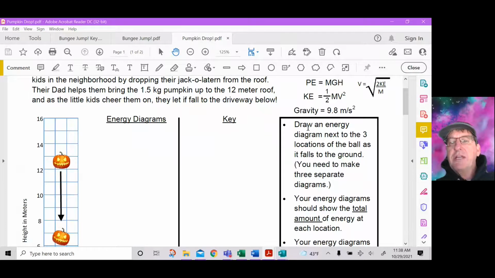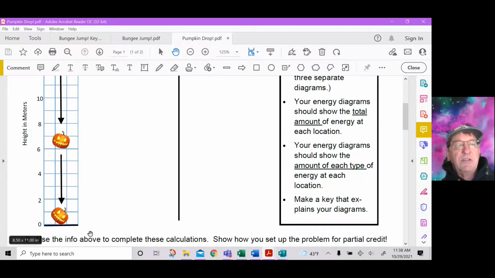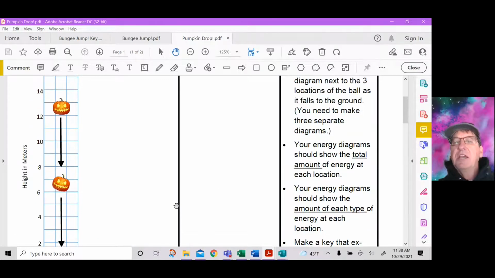So first one, draw an energy diagram. Remember, that'll be a rectangle showing the amount of energy. So draw an energy diagram next to the 3 locations of the ball as it falls to the ground. The ball, that's not a ball, it's a pumpkin. I'm going to change that before I post it. At any rate, here's the 3 locations. The 12-meter rooftop, 50% of the way down at 6 meters, and then it hits the ground, hits the driveway at 0. You need to make 3 separate energy diagrams to show these.